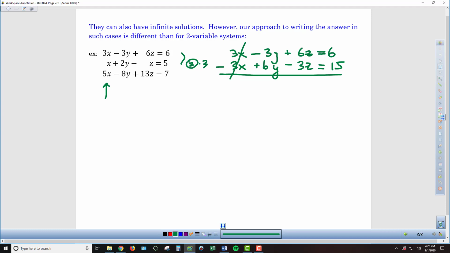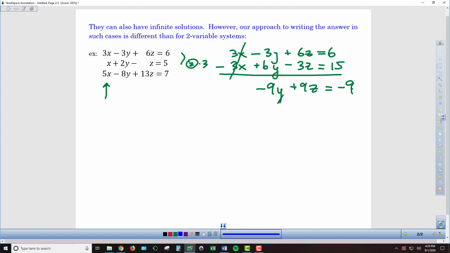So I've got negative 3y minus 6y. That gives me negative 9y. Then I have 6z minus negative 3z, so that becomes 6z plus 3z, so plus 9z. And then finally 6 minus 15 is negative 9. So we've combined the top two equations.